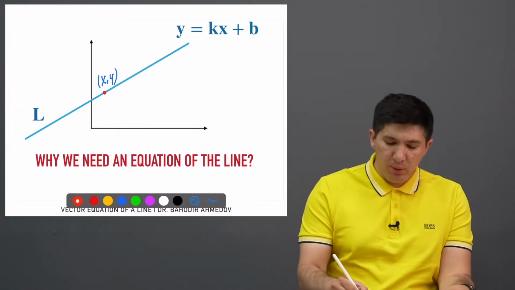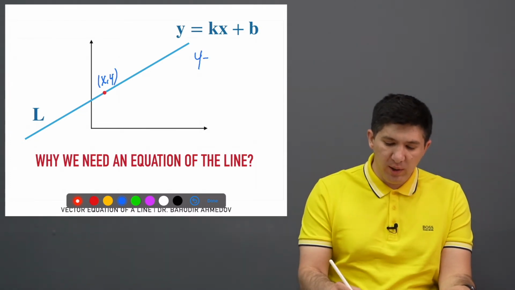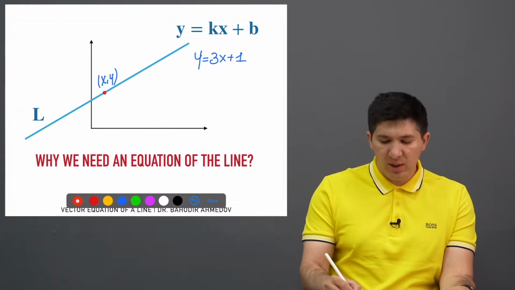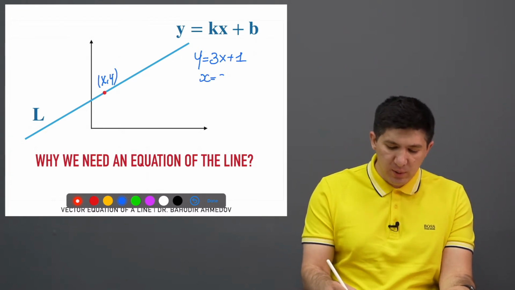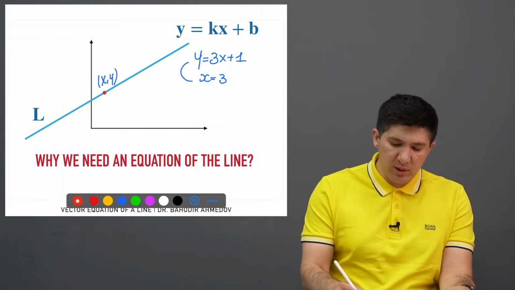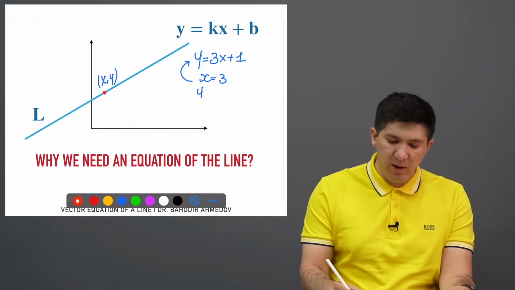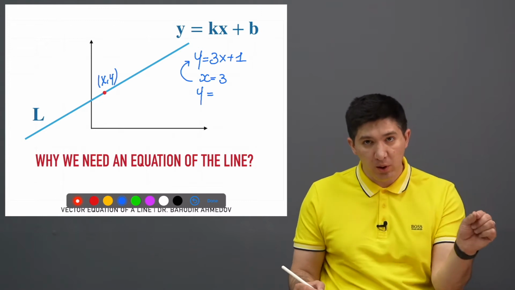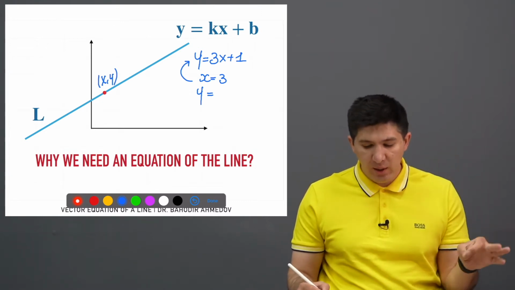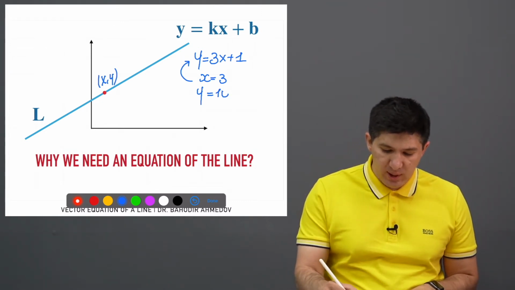For example, if you are given the equation of the line y = 3x + 1, and you are given that x should be equal to 3, then you can just substitute this into the equation of the line and find that the y coordinate of this point along this line is going to be equal to 10.